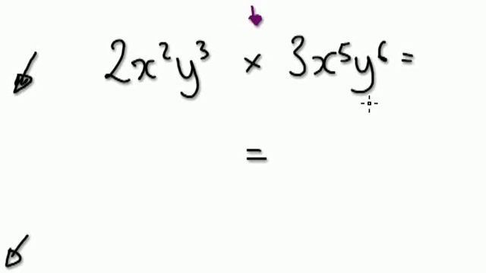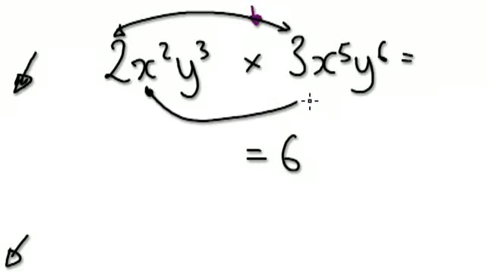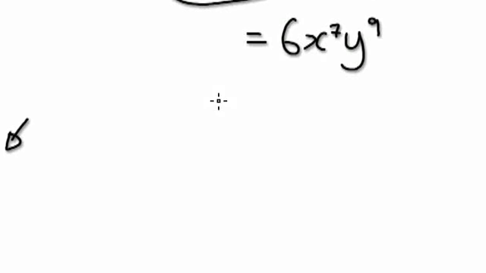Okay, so let's see. Well, when you times, you don't really care. So they're just going to merge together. Everything gets multiplied together. So 2 times 3 is 6, and then x squared times x to the power of 5 will be x to the power of 7. And then y to the power of 3 times y to the power of 6, so that'd be y to the power of 9. Okay. All right. Next question.